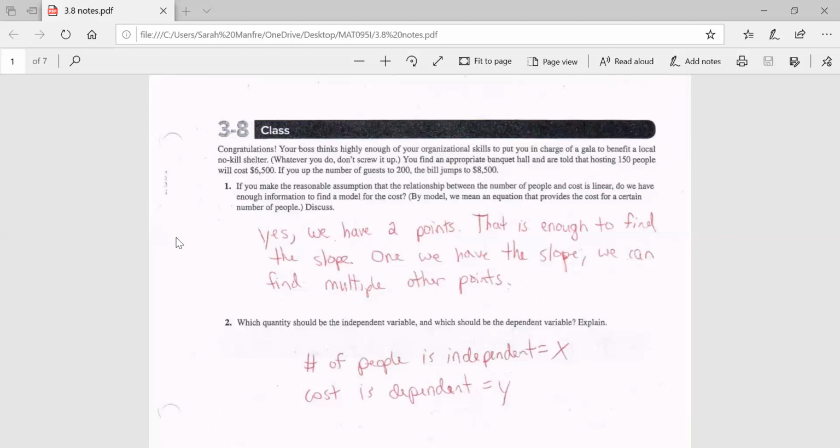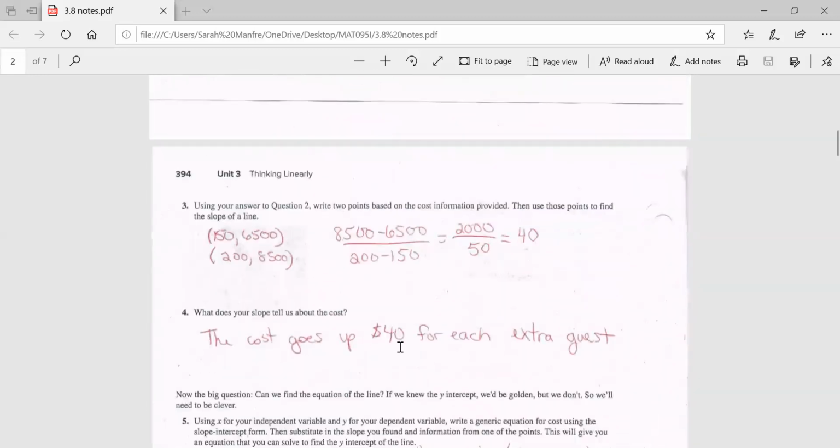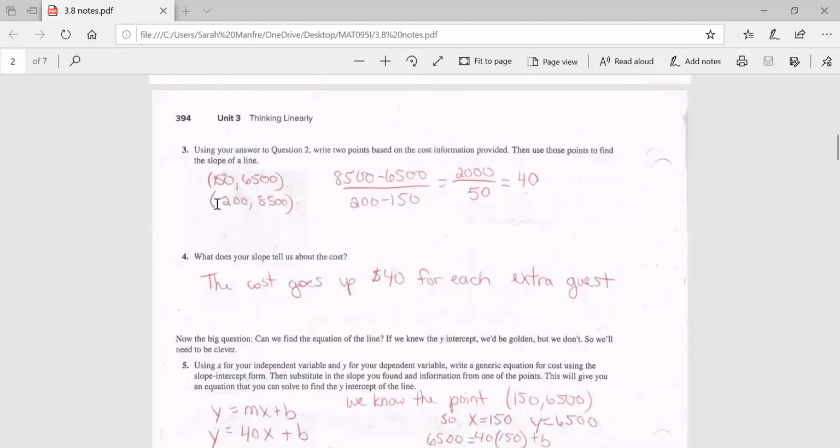Okay, so question 2 says, which quantity is going to be the independent and which is going to be your dependent? I just spoke about that. Number of people is my X, which is my independent, and the cost is my Y, which is my dependent. Okay, so let's find the slope. We identified our 2 points, right? I'm going to take those 2 points, plug them into my slope formula, and we find that the slope is equal to 40.